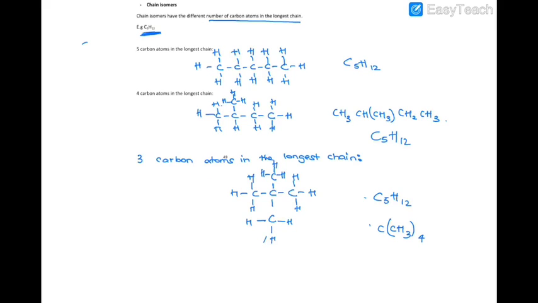When you're asked to draw chain isomers, you start with the molecular formula. You start by drawing the longest chain, and then you start decreasing the number of carbons in the longest chain until you cannot decrease anymore. Now you are going to try to draw the chain isomers for C4H10. Pause the video, try to draw it in your copybook, and then press play again to see the answer.